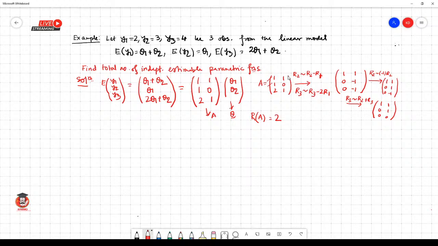Then you can write this, just giving the argument why you take 2. Here you see that the first two rows are independent, or otherwise you can look at the columns. If you see just the positions of zeros, then you can easily see that these two columns are independent. Hence rank of A equals 2. So since rank of A equals 2, the total number of independent estimable parametric functions here is 2.